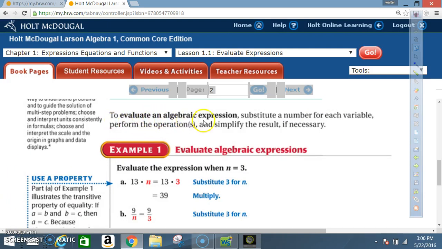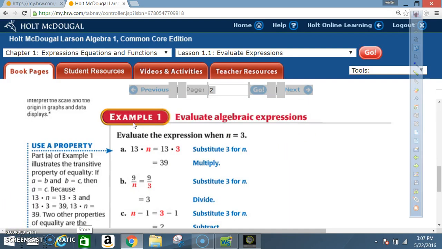To evaluate an algebraic expression, substitute a number for each variable. Perform the operation or operations and simplify the result if necessary. Example 1. Evaluate algebraic expressions. Evaluate the expression when n is equal to 3. A, 13 times n. That's our expression. n was equal to 3, so in place of n, we put 3. So we show our work: 13 times 3 is 39.